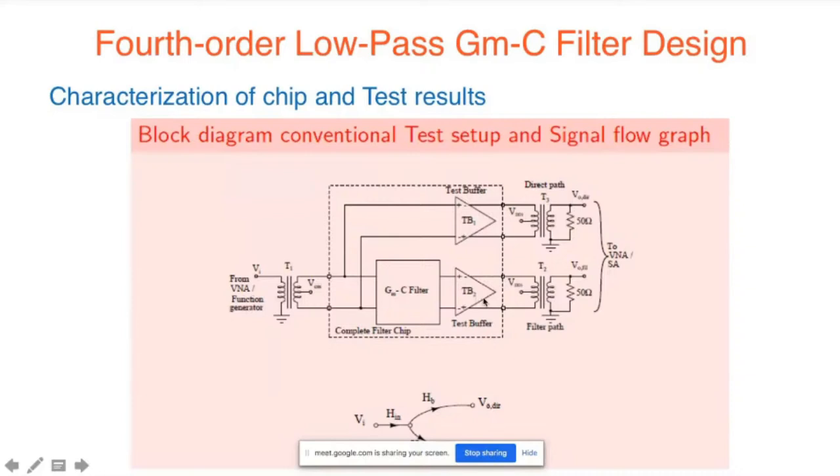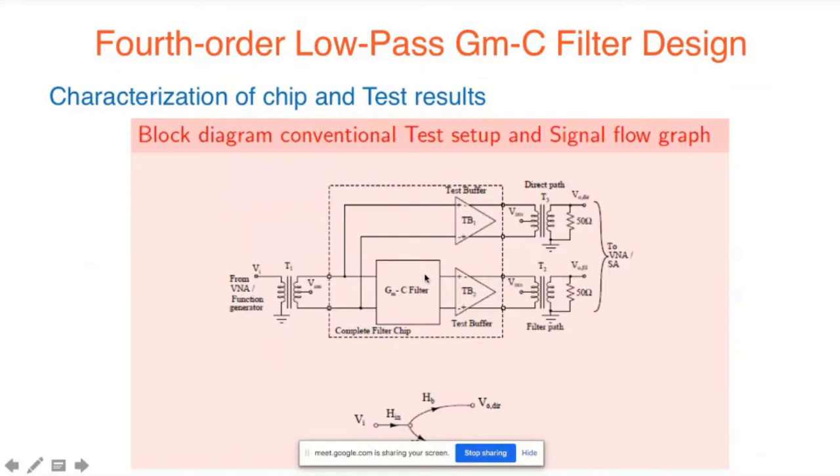So you have a GMC filter, and then you have a differential signal generated using a transformer. Test buffers 1 and 2 are used, operating at 1.8 volts, so that they will not be loading this filter. Any additional load connected should not load this filter, otherwise your characteristics will change. So accordingly, you require a test buffer.